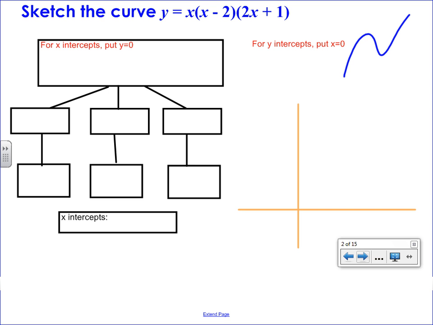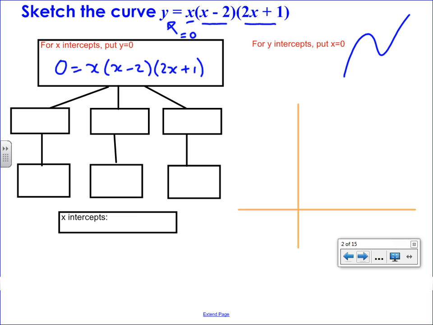So we've got three factors for the cubic here. The first factor is x, and then x minus 2 and 2x plus 1. So we're going to put y equals 0 to find the x-intercepts. So we're going to be looking at this equation: 0 equals x, x minus 2, 2x plus 1. That's the equation that we want to solve.